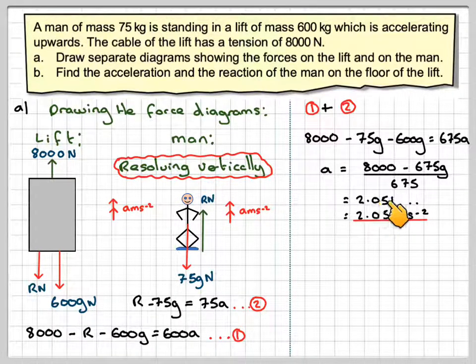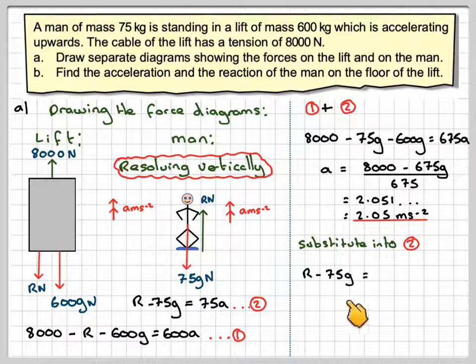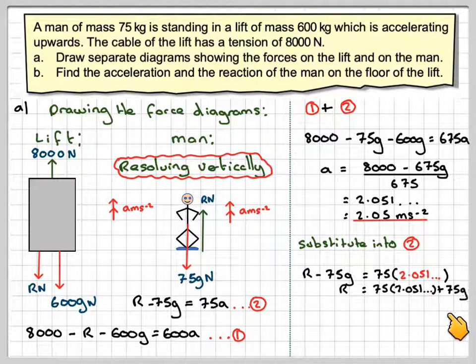Keep this value in the calculator, put it in the memory or something, because we're going to need it in the second part. And then to find R, we just substitute into 2, because that would be the easiest of the two to do. You can substitute into 1 if you want. So we're going to have R minus 75G is equal to 75 times 2.051. Don't use the one that you've rounded off. And therefore R will be 75 times 2.051 plus 75G, which will give me 888.8.